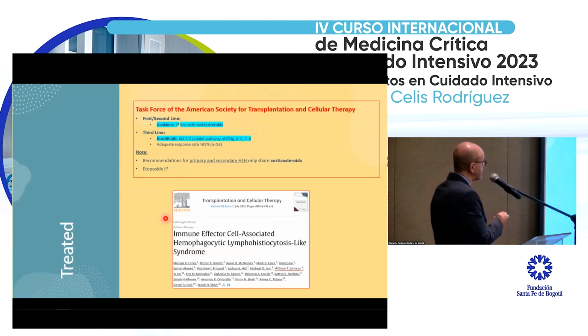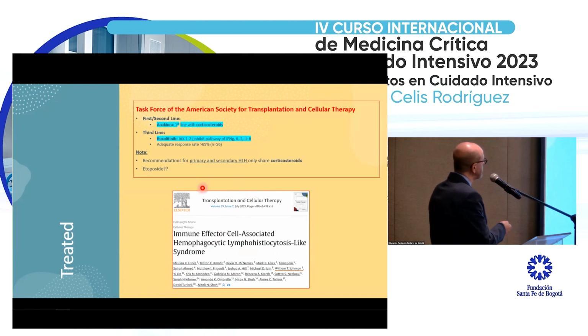Now, if you want to treat the disorder in itself, there is the recommendation of this task force. This paper was published about 3 months ago. It's a task force of the Transplantation Cellular Therapy Organization in the United States. It was like 50 experts that deal with this every day.